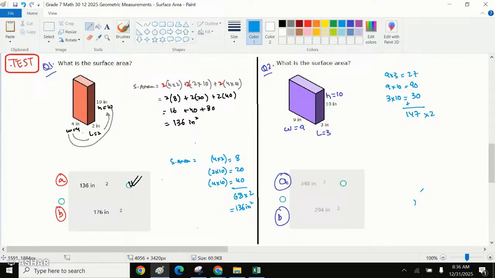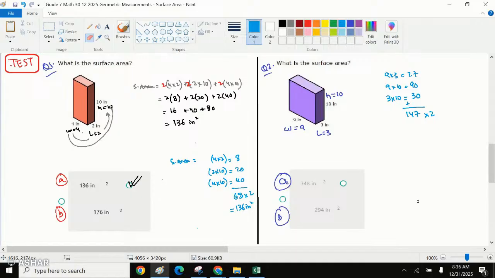And the answer is, hi Job. We are doing surface area and we are trying to find the surface area with the 3 dimensions given. It's okay, no problem. You can continue with the lesson. And when you have time, just go through the lesson again.